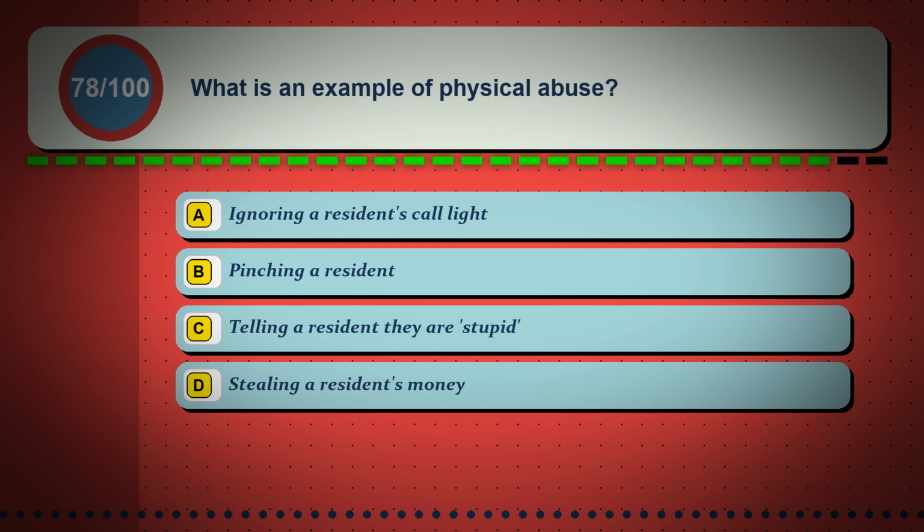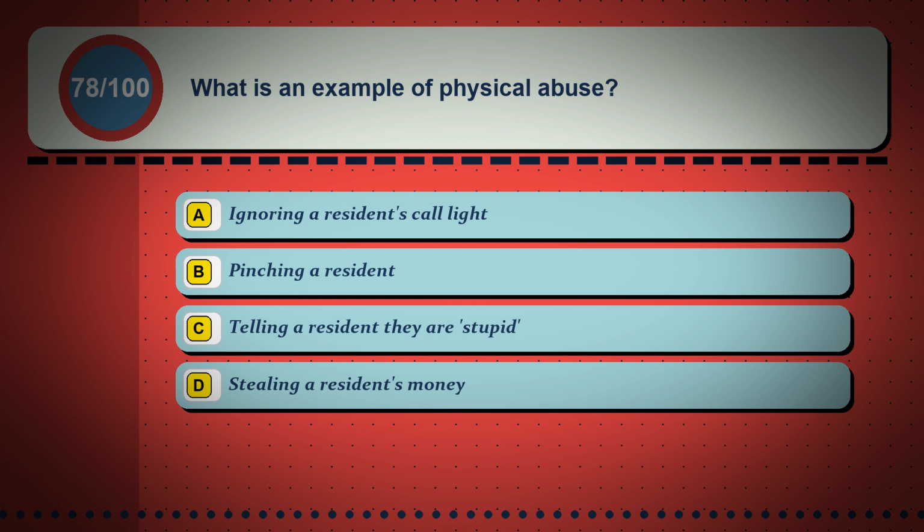Question 78. What is an example of physical abuse? Option A, ignoring a resident's call light. Option B, pinching a resident. Option C, telling a resident they are stupid. Option D, stealing a resident's money.